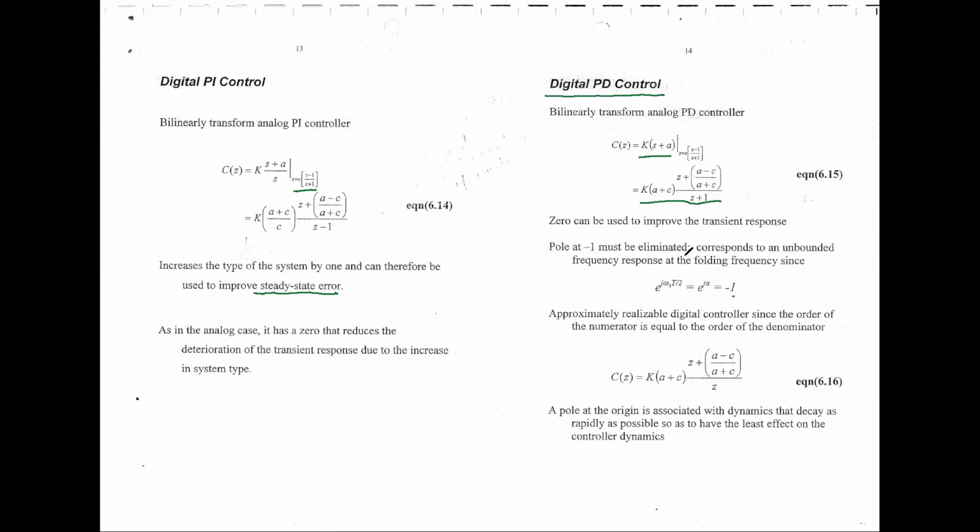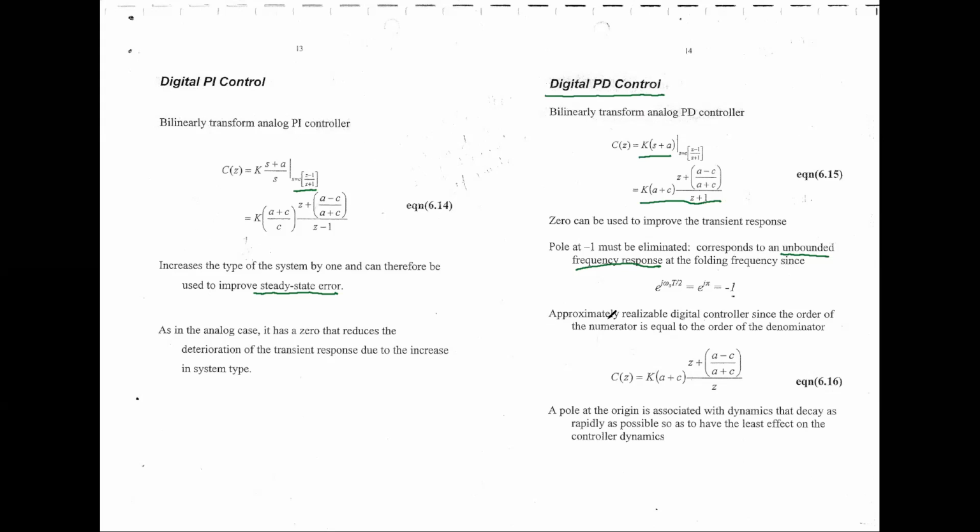The pole at minus 1 must be eliminated, and the reason for that is if, for some frequency response, Z becomes minus 1, then this whole equation will not hold. So it corresponds to an unbounded frequency response at the folding frequency. Let's say if we have an input S with frequency omega S times T over 2, then Z will become minus 1 and this will be invalidated. So it will be an unbounded response for that particular frequency.